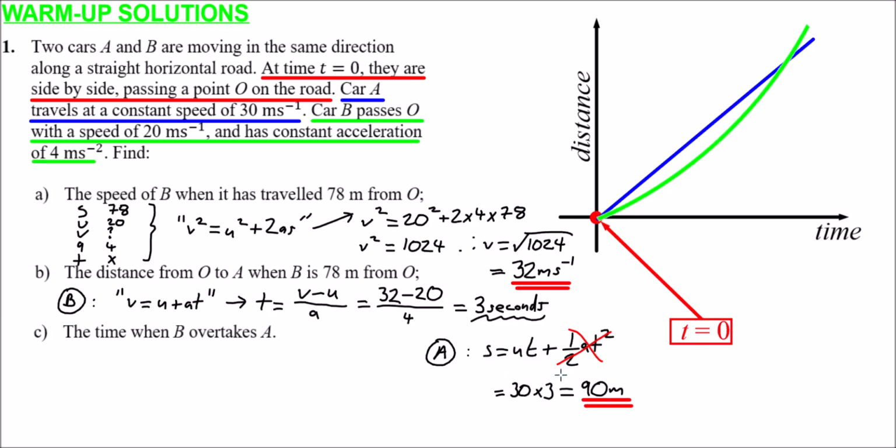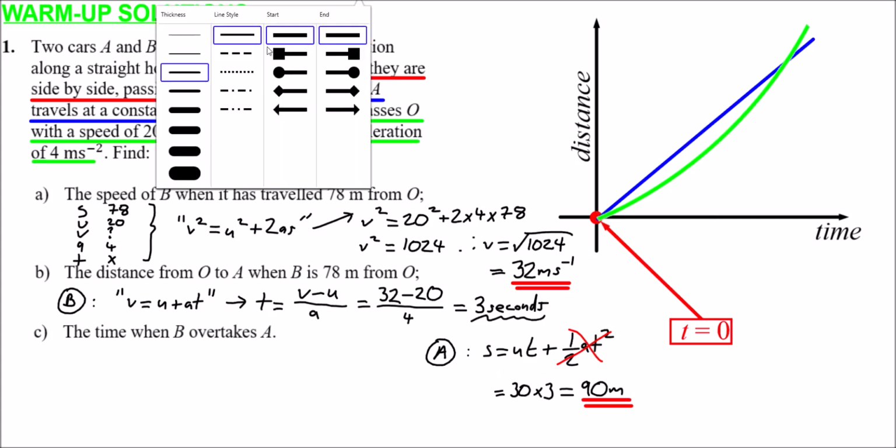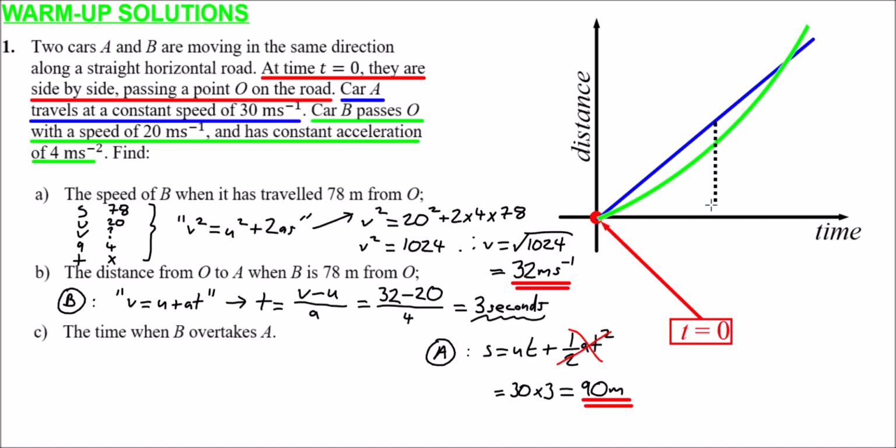So at this point, 3 seconds, A is still ahead of B. So we're looking maybe somewhere like this for 3 seconds. So I'll just add this on to give a bit more clarity in terms of this graph. So I can say here, that might be T equals 3.